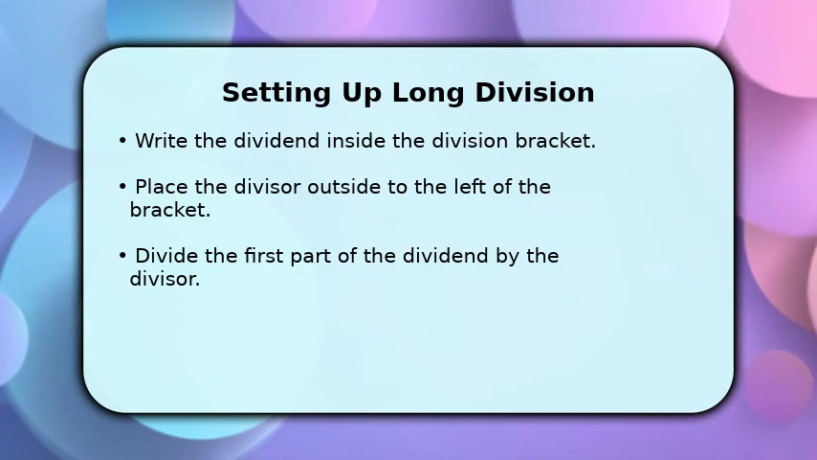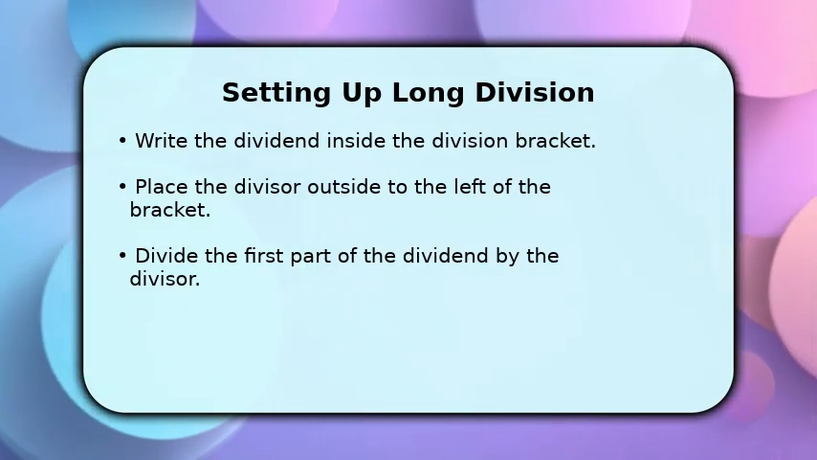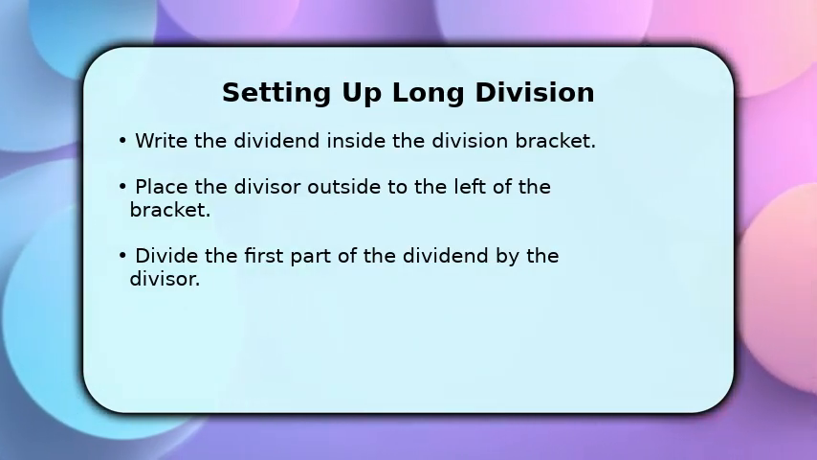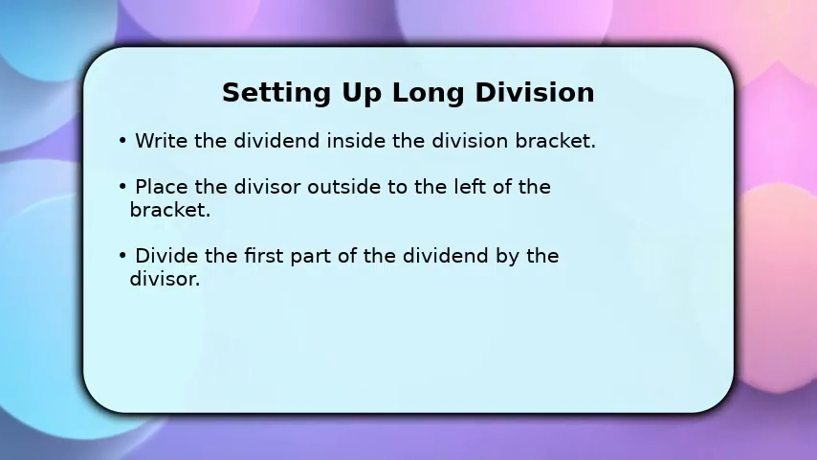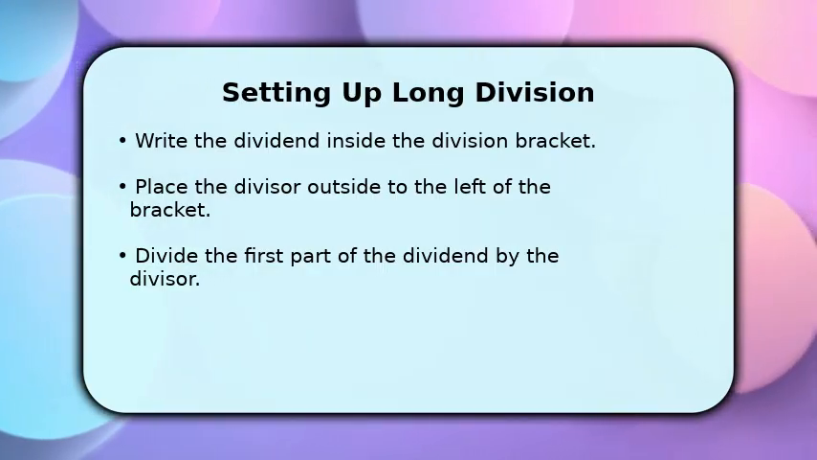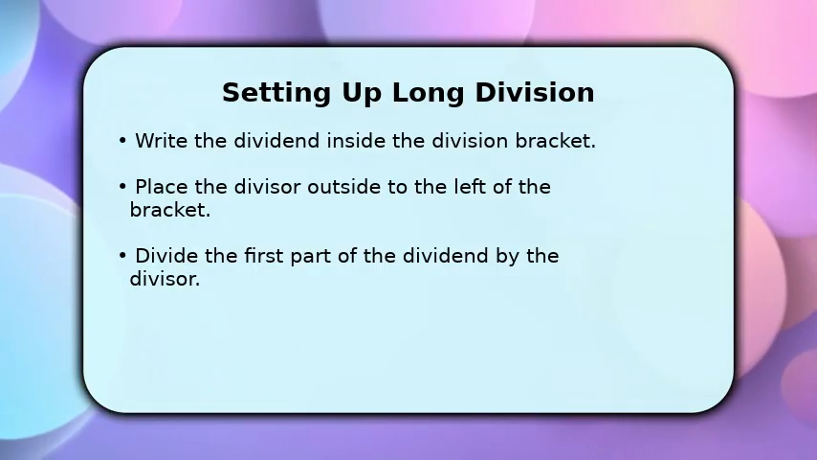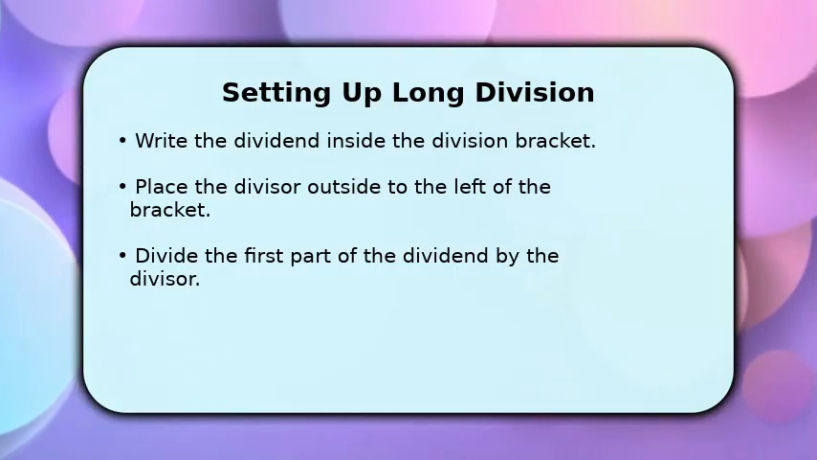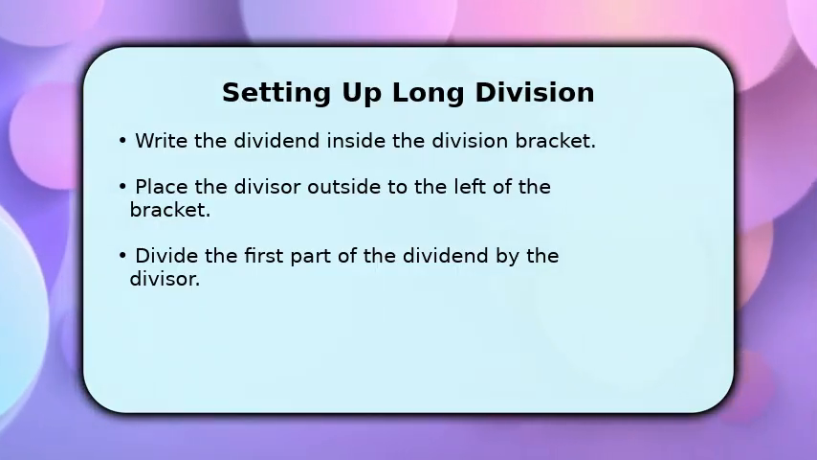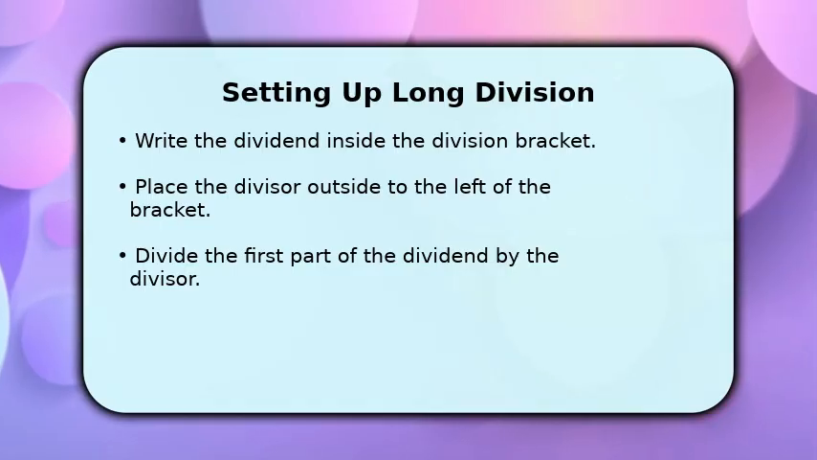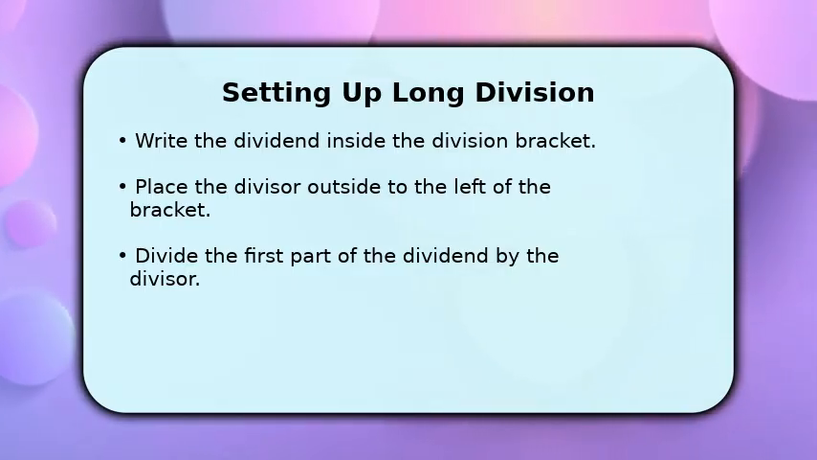Let's begin with the long division setup. First, write your dividend inside the long division symbol, and the divisor goes outside to the left. Take the first digit or two of the dividend that is greater than or equal to the divisor. Divide this section by the divisor, writing the result above. Then, multiply that result by the divisor and write it below the dividend section.